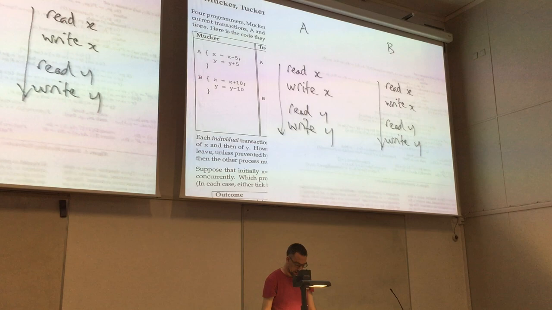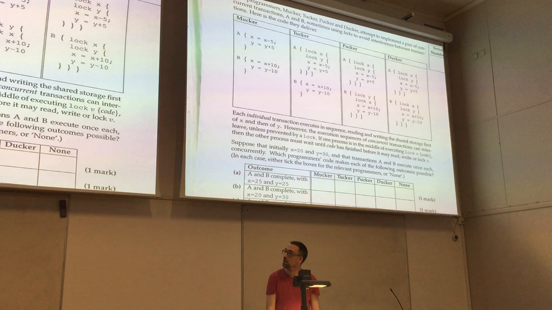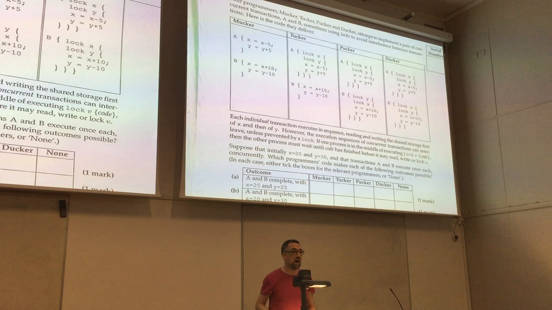Okay, so do you think Mucker's code can deliver the outcome where x is 25 and y is 25? Does that seem plausible? Well, they start with x is 20 and y is 30. So let's suppose A runs to completion before B even starts. Then X gives Y 5, that's what A does. So that would get us to x is 15, y is 35. And then if B runs to completion, Y gives X 10. So we'll end up with them both having 25.